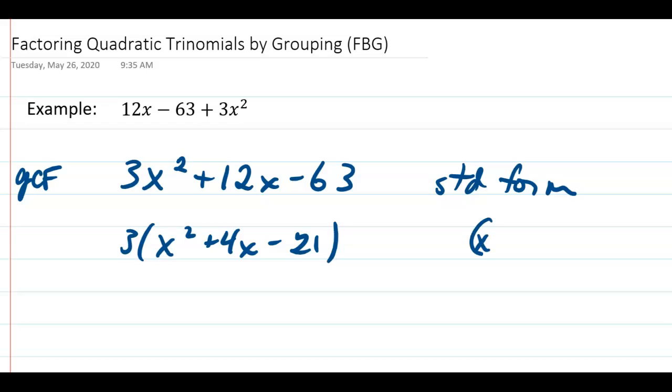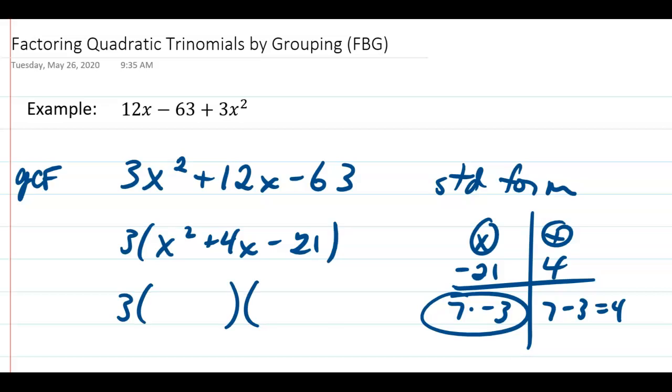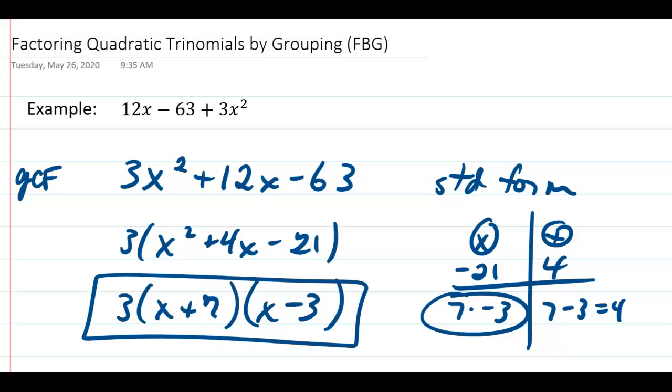And now we ask, are there factors of negative 21 that add up to 4? And how about 7 times negative 3? That's negative 21. And 7 minus 3 is 4. These factors work. So that means we can now factor the x squared plus 4x minus 21 into x is in first positions, plus 7, so x plus 7, x minus 3. And we are done factoring this quadratic trinomial.